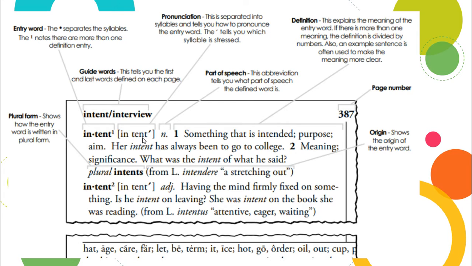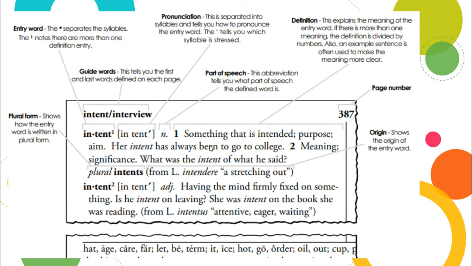Here in brackets, we have the pronunciation. It is separated by syllables. This mark tells you which syllable to stress. We have the part of speech. The abbreviation tells you what part of speech it is, and in this case, it is a noun. The word intent is a noun, but if you see down here, it's also used as an adjective.